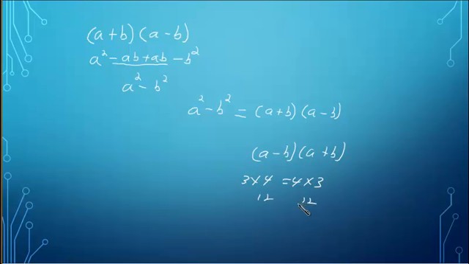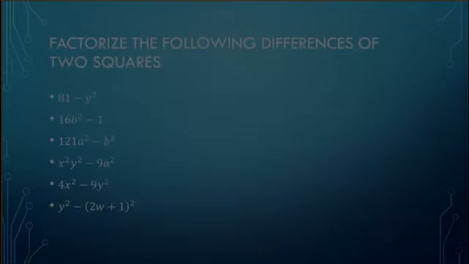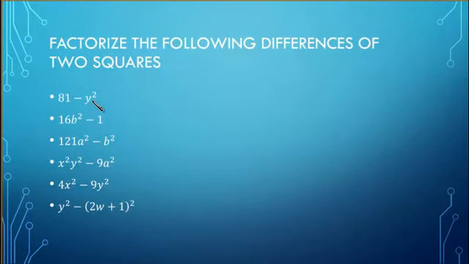Okay, so let's look at some examples. Here we have 81 minus y squared. So the first thing we have to do is make sure we recognize that this is a difference of two squares. And in this case it's fairly easy. This is 9 squared minus y squared. So this factorizes down to 9 minus y, 9 plus y. And so we go from a difference of two squares to a product of a difference and a sum.